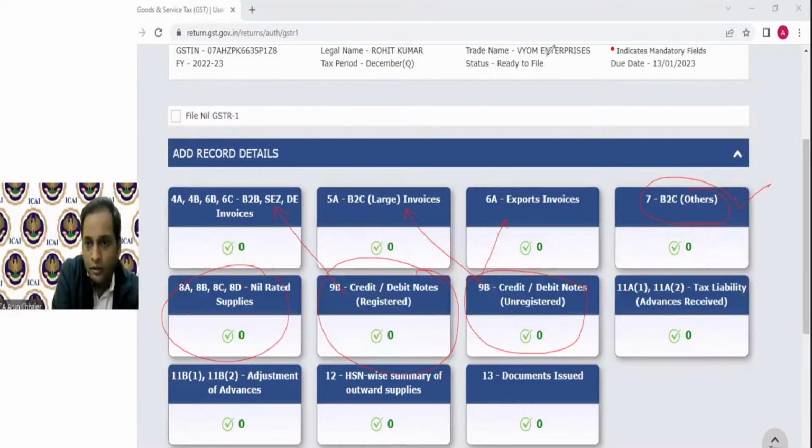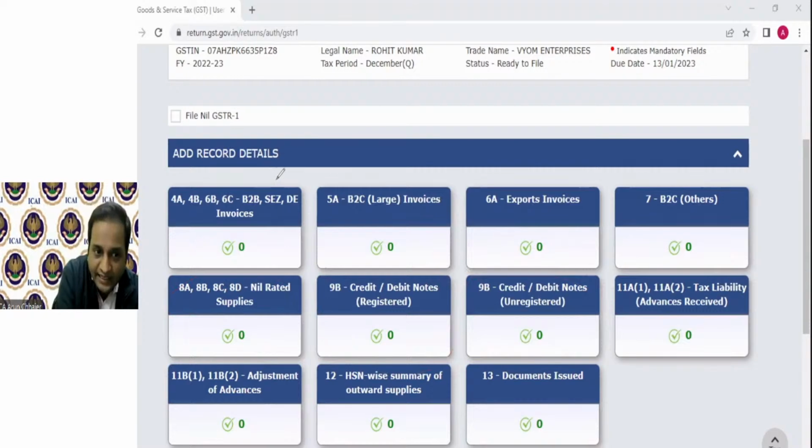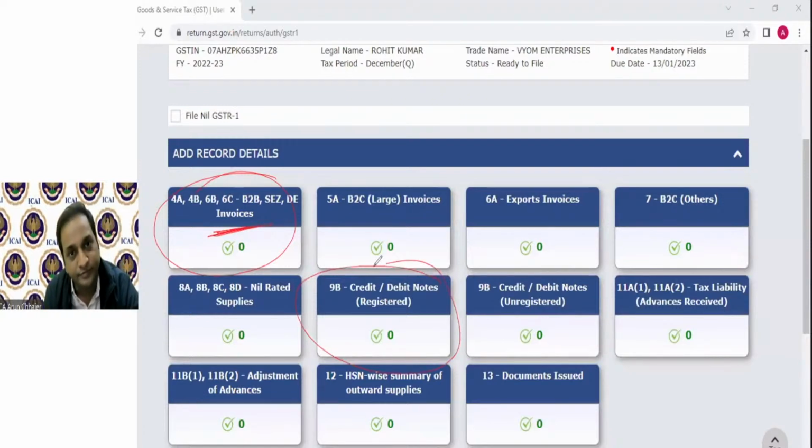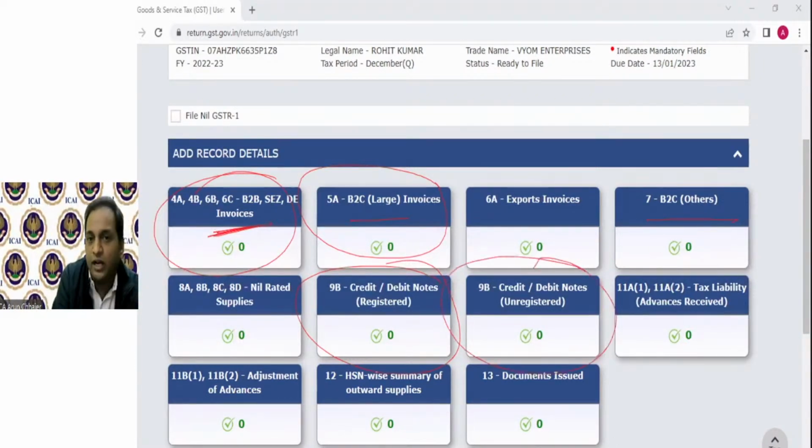What we have understood? That it is for registered party. Debit credit note issued to this party will be reported in 9B registered. Which tables are for B2C? Table 5A or table 7? 9B debit credit note for unregistered party. If you have reported the transaction in the 5A or 6A, your debit credit note will come in the 9B unregistered. Because if I export, my customer will be located out of India. Will he have a GST number? The answer would be no. So table 6A is also in a way a B2C transaction.